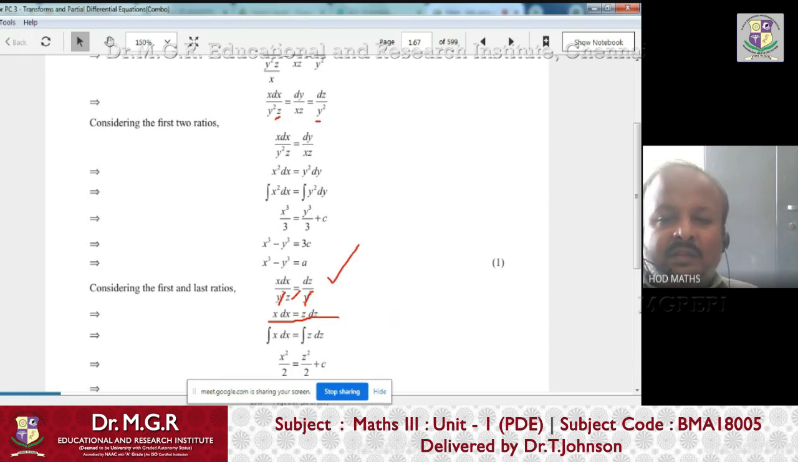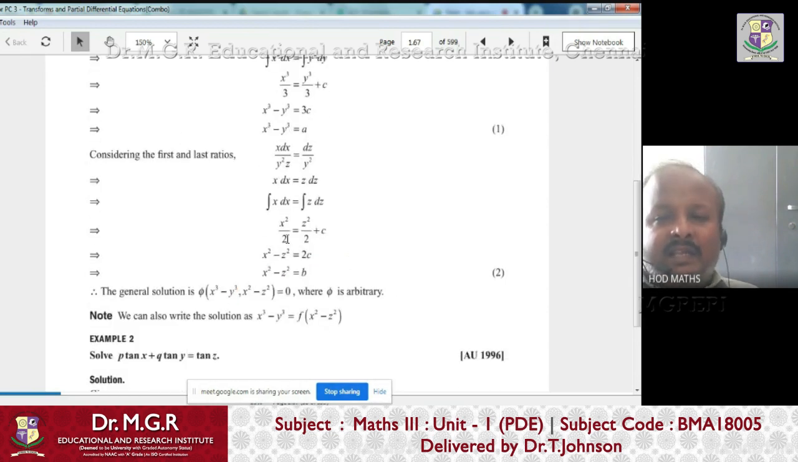Now if you want to solve this, you have to integrate this, and we'll get a nice equation: x square by 2, because the integral of x is x square by 2, and the integral of z is z square by 2, plus c. Then we'll get a nice equation like this, x square minus z square equals b, right? So this relation we call v. So now we have to write the general solution as phi of u comma v, phi of u comma v is equal to 0.